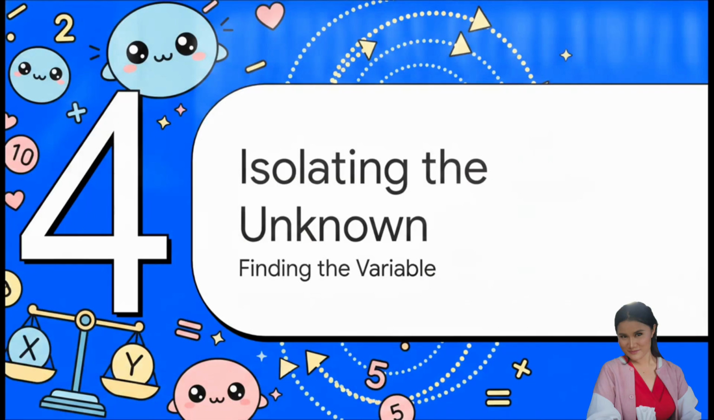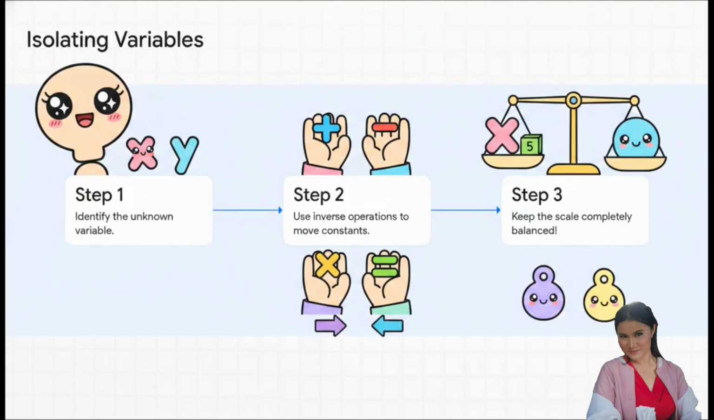All right, section 4, isolating the unknown. Let's find that variable. I highly recommend memorizing these 3 logical steps. Step 1, identify the unknown variable. Find your X or your Y.